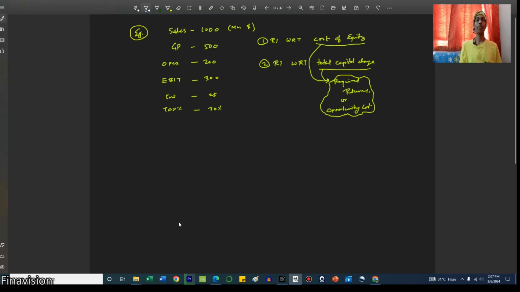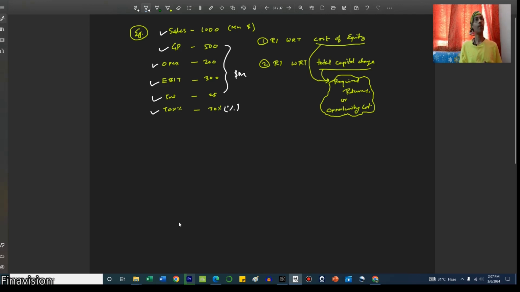Now let's take an example to understand how we calculate residual income. Let's say we have a company which has sales of $1,000 million, a gross profit of 500, operating expenses of 200, earnings before interest and taxes of $300 million, interest expense of $25 million, and a tax rate of 30%. All these values are in $ millions, and the tax rate is a percentage.